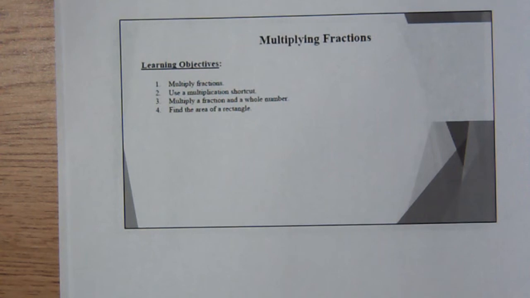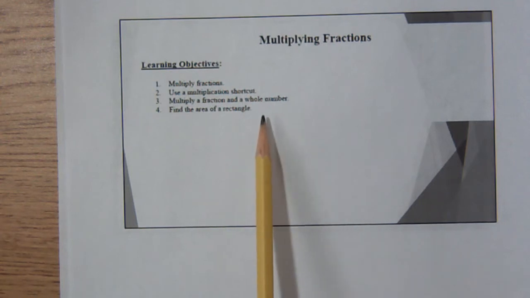Today's topic is multiplying fractions. We're going to talk about multiplying fractions. We're going to talk about a shortcut to do that. We're going to talk about how you multiply a fraction by a whole number and find the area of a rectangle.